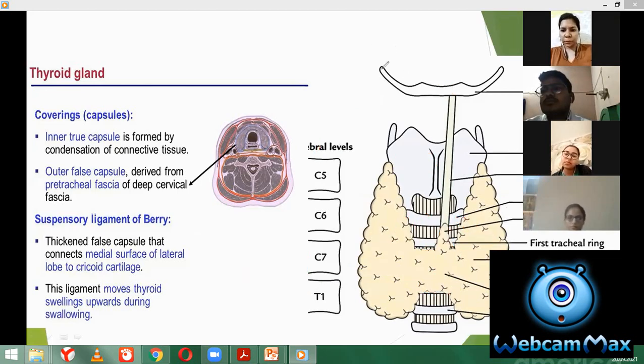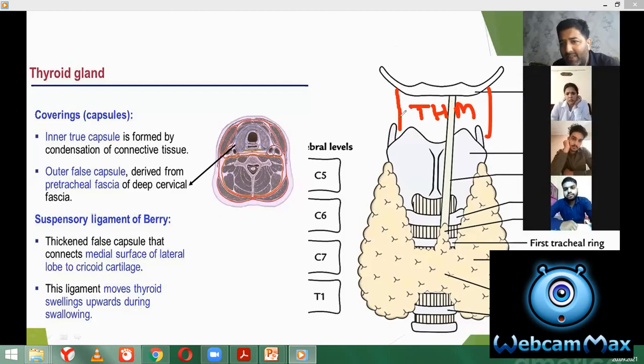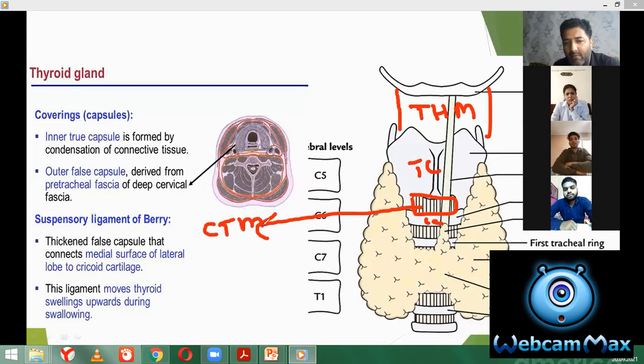Okay, and here I should tell you one more thing: between the hyoid bone and the thyroid cartilage, a membrane is present, the thyrohyoid membrane. Here also a membrane is present between the thyroid cartilage and the cricoid cartilage. This is known as the cricothyroid membrane, and this membrane is very important.